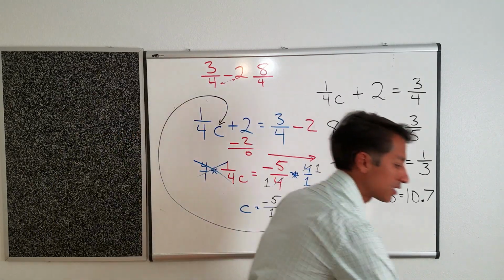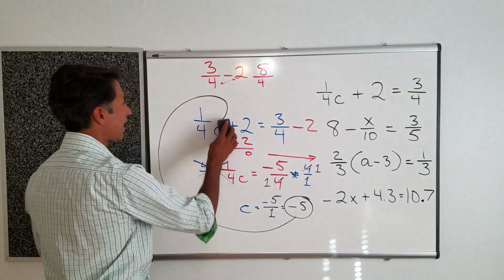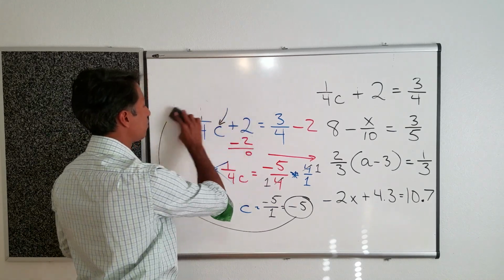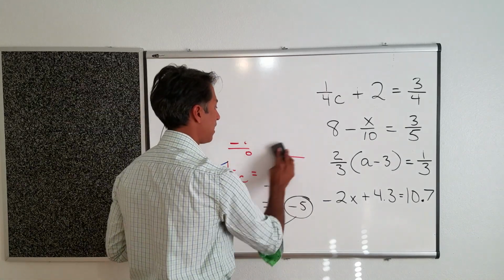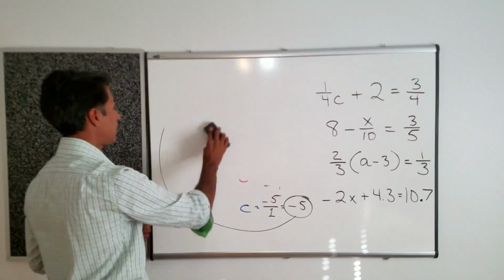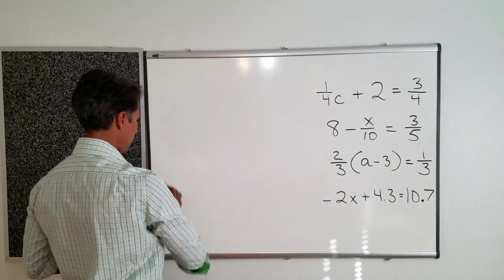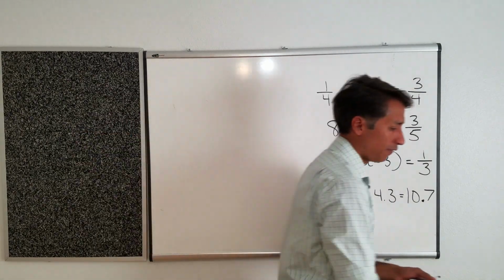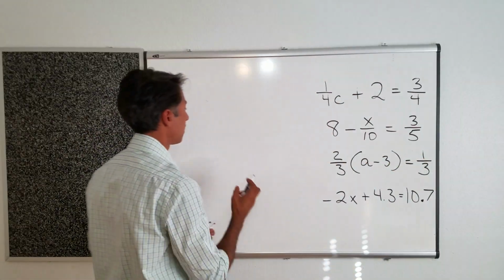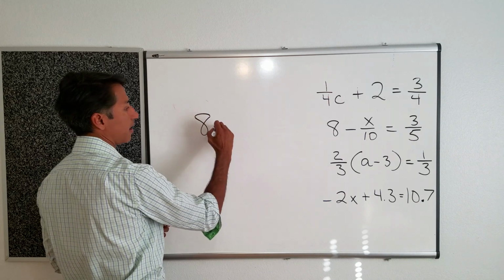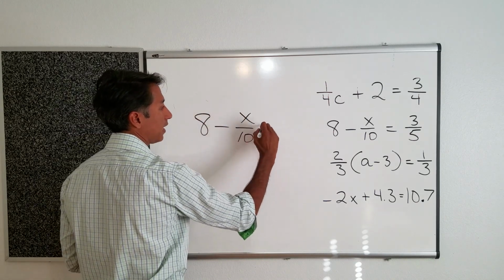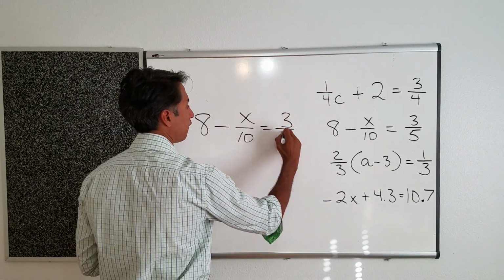Let's move on to the next guy here. I want to move at a good pace. I don't want to go too fast, but I want to move at a reasonable pace just so that you get used to working through these kinds of things. Fast, efficient, however you want to say it. Let's see here. 8 minus x over 10 equals 3/5.